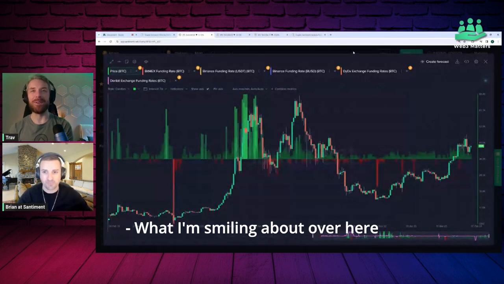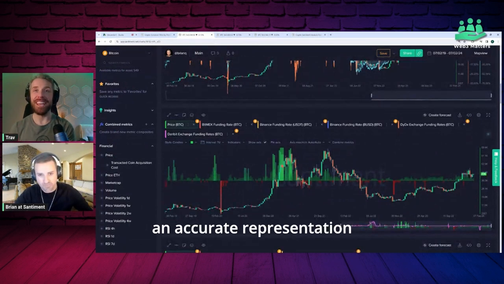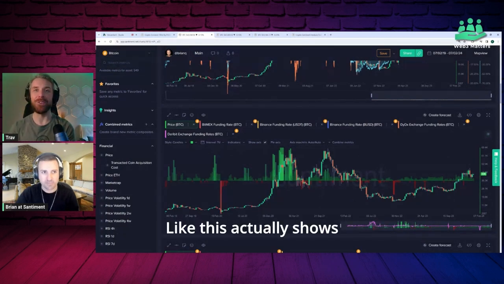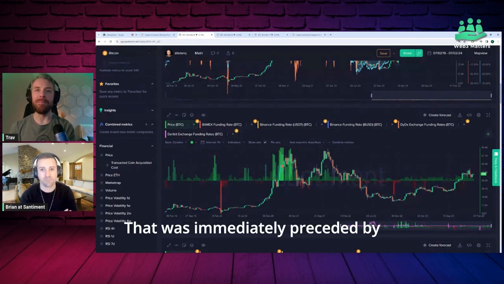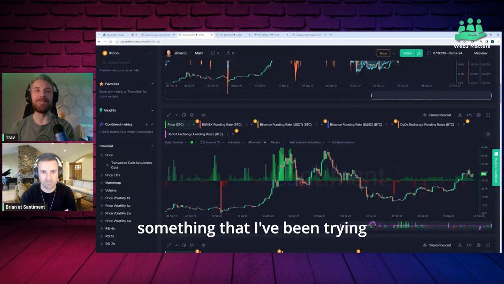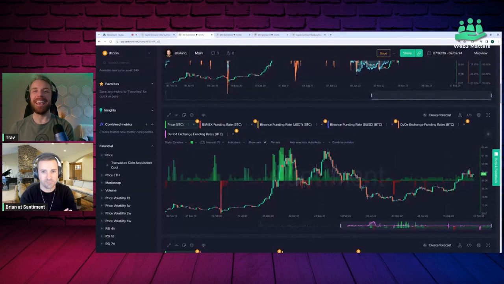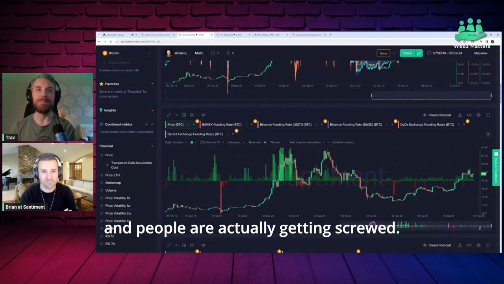What I'm smiling about over here is it's amazing to see such an accurate representation of people just being so late to the run. This actually shows the massive short that we had with the lowest dip of the funding rates. That was immediately preceded by one of the most impressive bull runs, and it happened way too late. So this is something that I've been trying to push in my own personal content for many years. Don't follow the masses. And I just can't wait to share this one with the world to show that people are actually doing this and people are actually getting screwed.